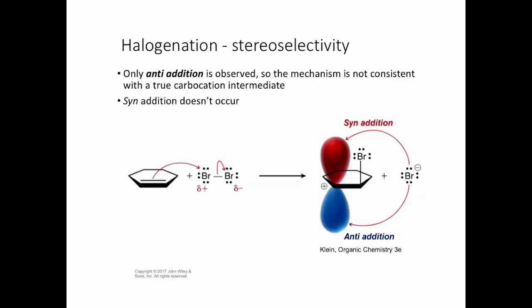Now in the previous slide, I showed you a carbocation. However, if a carbocation really was produced in the mechanism, we should get both syn and anti-addition, because the bromide that attacks could attack from the top or from the bottom. But we don't see that. We only see anti-addition to give the trans product. So syn addition would give a cis product, anti-addition gives the trans, and since we only see trans, it must proceed through an anti-addition, which means it must not go through a carbocation.